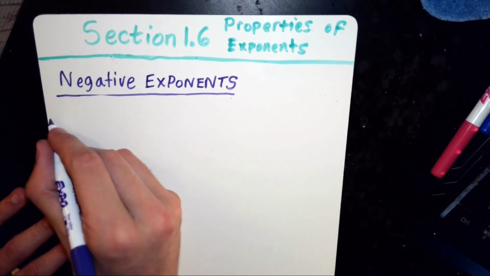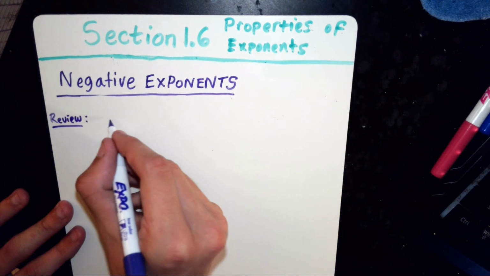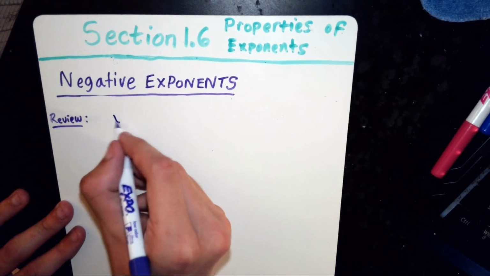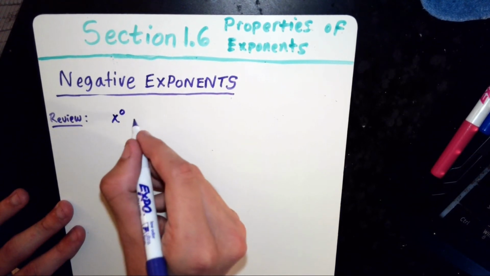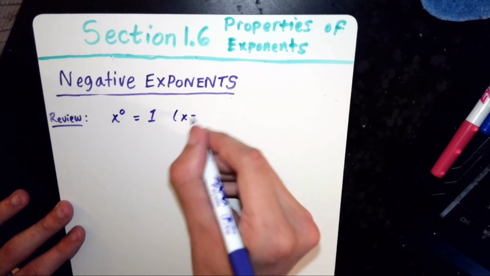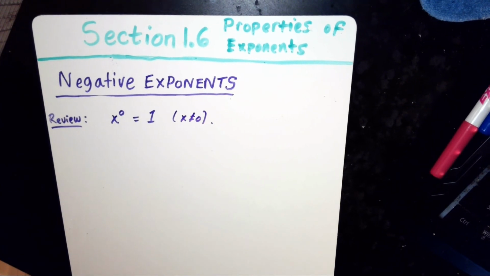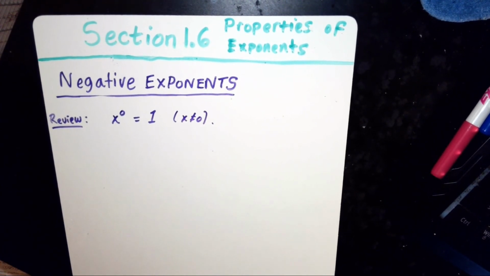So last time, just to review, we said that if we have anything to the 0th power, so if we have x to the 0th power, anything but 0, we always get 1. So x does not equal 0, note that here. So anything to the 0th power is 1. That's what we settled on last time as our definition for the 0 exponent.